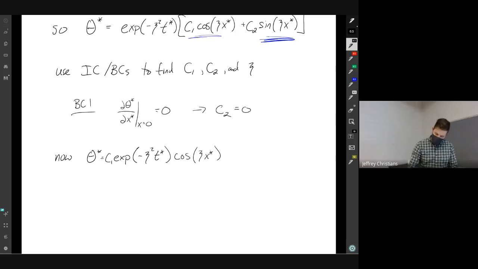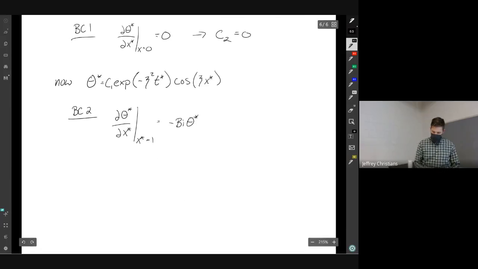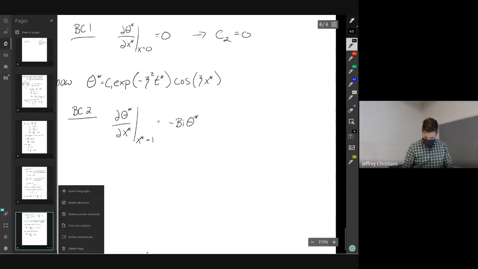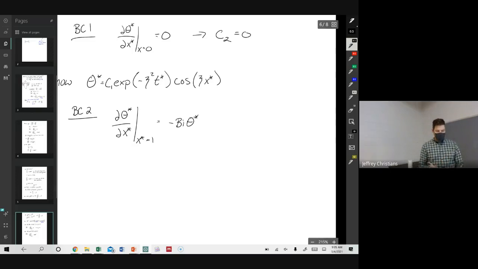Okay, we'll use our second boundary condition. In our second boundary condition, we have d theta star d x star evaluated at 1 equals minus the Bo number times theta star. Okay, so how would that look? You get another page. Okay, so what would that look like?